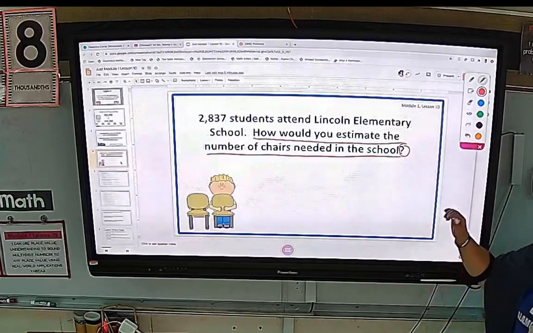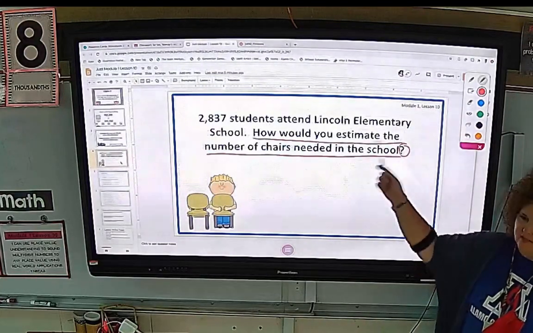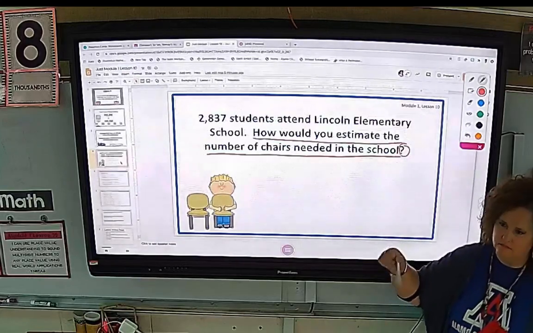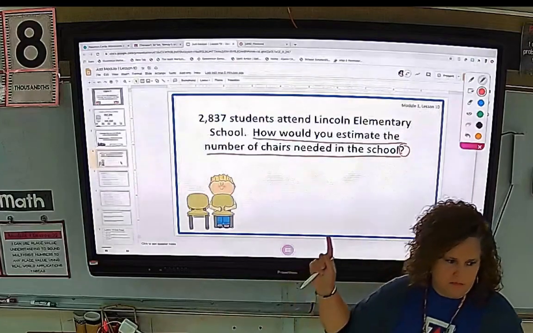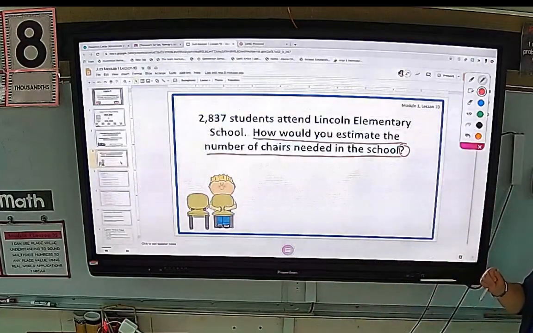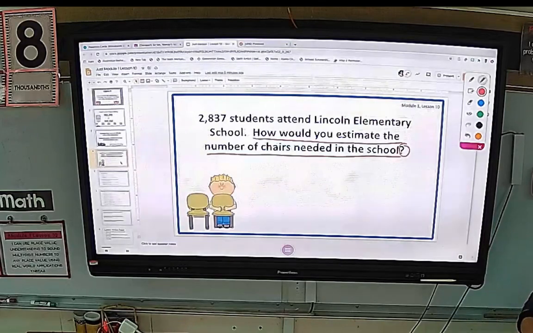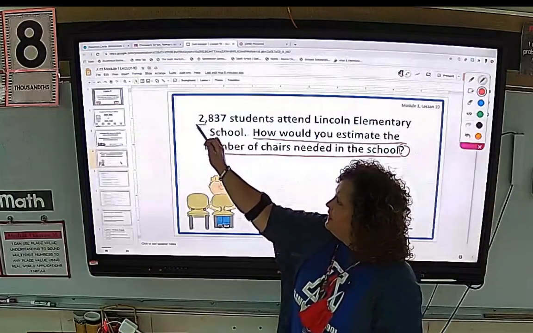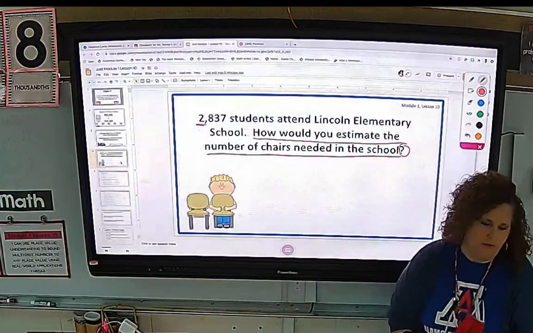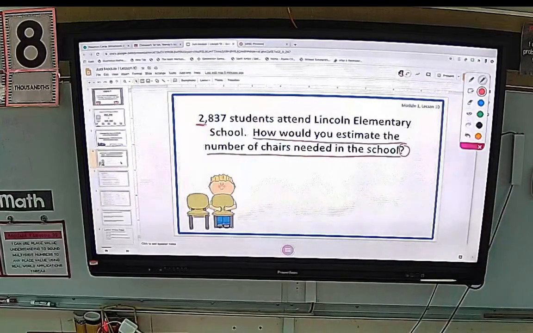Okay. So, how would we estimate the number of chairs that we need? How would we estimate? What would we do here? Round. Round what? 2,000 to the nearest. 2,000 because it doesn't say. Okay, it doesn't say what to round to. We do go to the biggest place value, the largest place value. So right now on your board, I want you to estimate using the number 2,837. You may choose the way you do this.